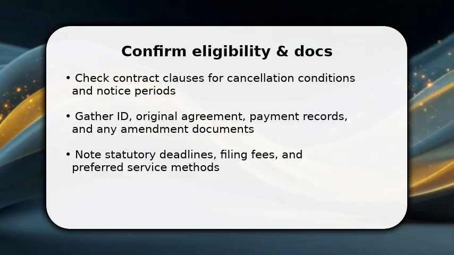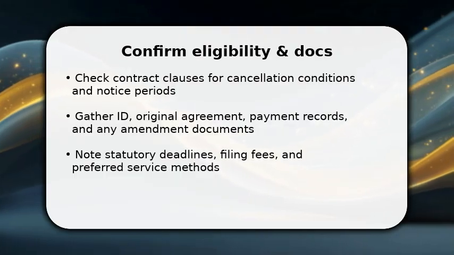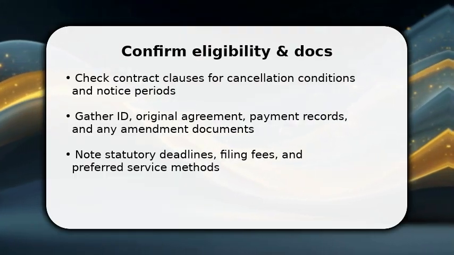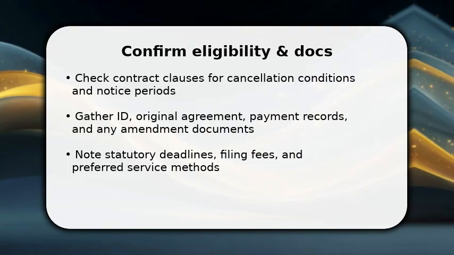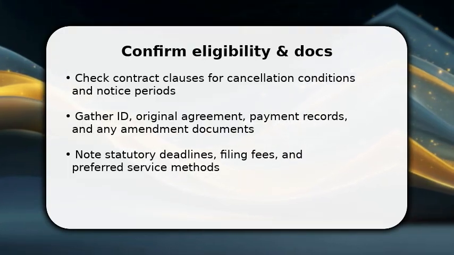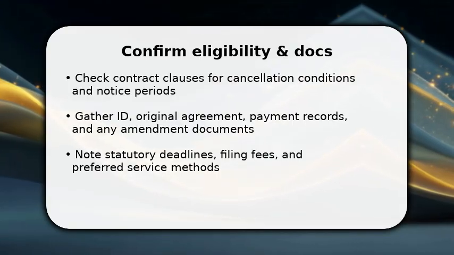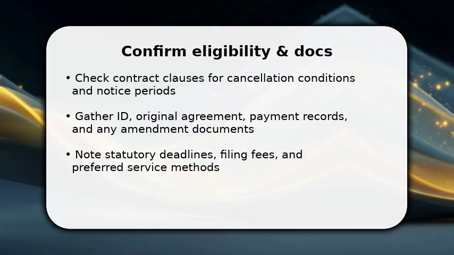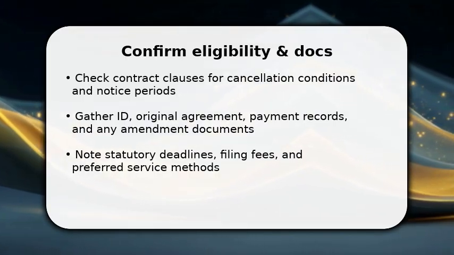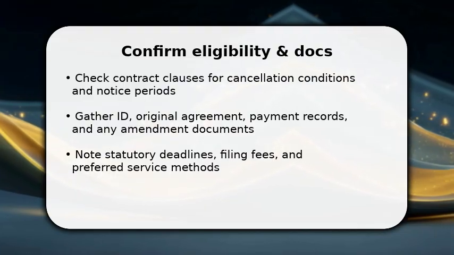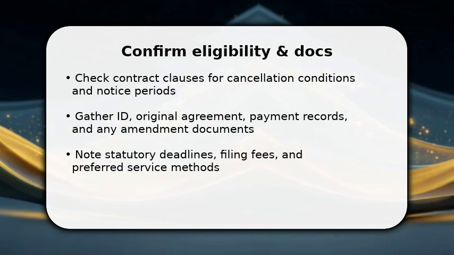You start by confirming eligibility. Read the registered agreement terms and identify the clause that allows cancellation and why it applies to your situation. Once done, collect the original signed document, proof of identity, payment receipts, and any amendments. These prove your basis. Make sure to note deadlines like notice periods and any statutory waiting times, because missing them can invalidate the attempt. Begin the formal request now, so you keep control of timing and evidence.